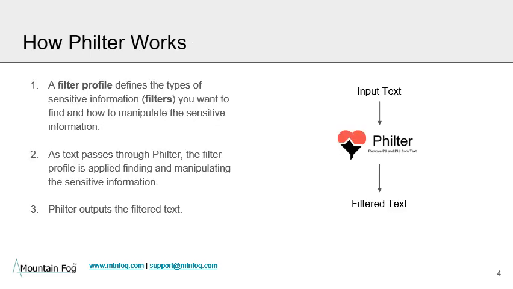A Philter profile is how you tell Philter what types of sensitive information you're interested in and how to manipulate that sensitive information. When Philter receives text for filtering, Philter first retrieves from disk the Philter profile you want to use and reads it. Now that Philter knows what you want to do, Philter can process the text and output the filtered text back to you or the application that invoked Philter.